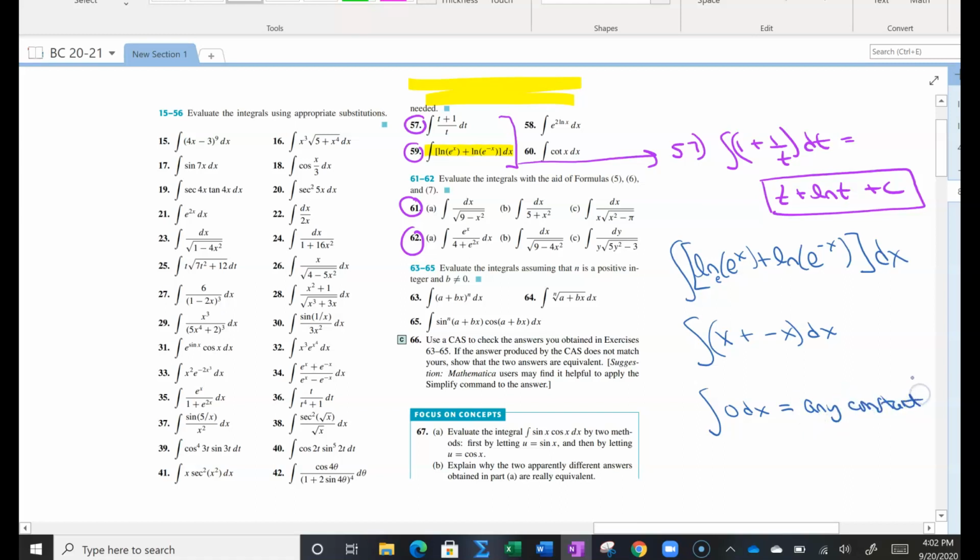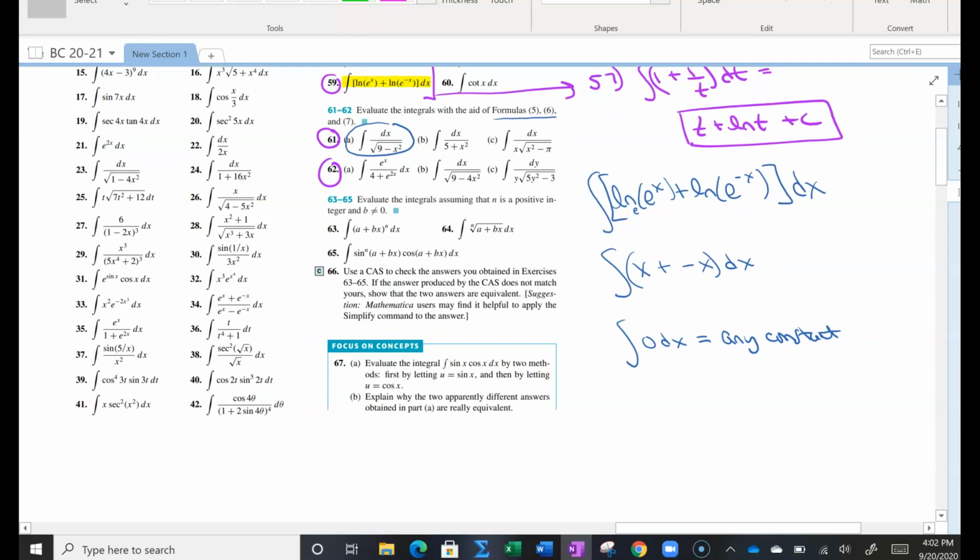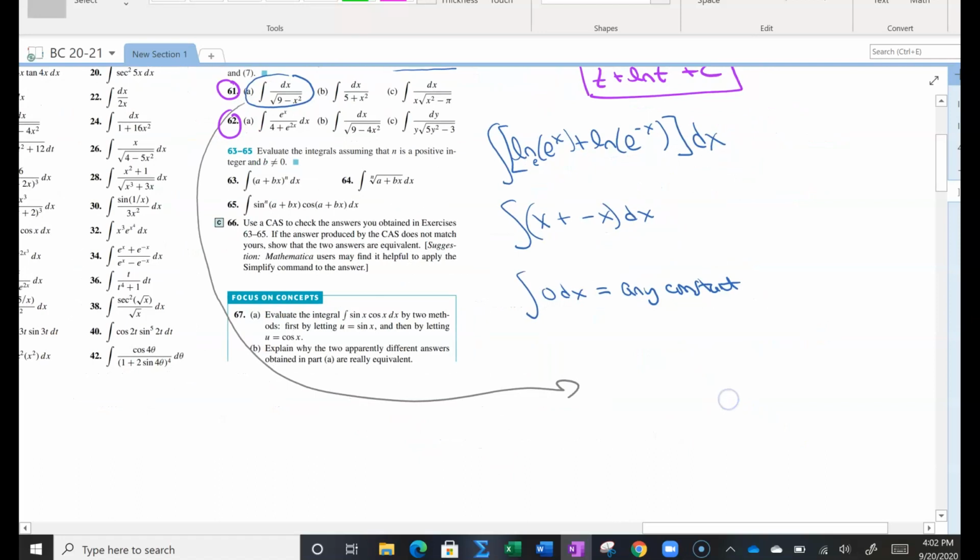Okay? 61 and 62, I don't know if I gave all of 61 or not, but they're referring here to formulas 5, 6, and 7. You don't have to know what they're referring to, but I talked about the derivatives of the inverse trig functions in class, and it's going to be really helpful if you recall the derivative with respect to x of the inverse sine of x. This equals 1 over the square root of 1 minus x squared.